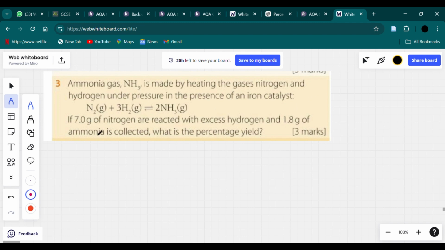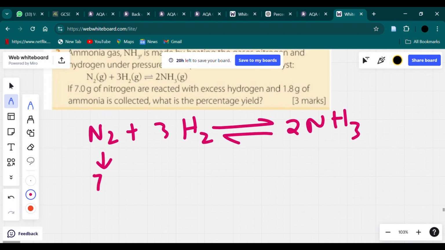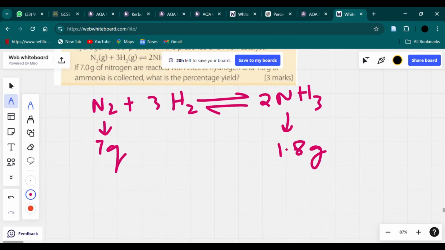So here you can see the reversible reaction in which the mass of the nitrogen and the mass of the ammonia has been given to you. Nitrogen and hydrogen undergo the reversible reaction and make 2 moles of ammonia. The mass of the nitrogen given is 7 gram, and the mass of the ammonia given is 1.8 gram. Okay, so now we will move towards the first step.